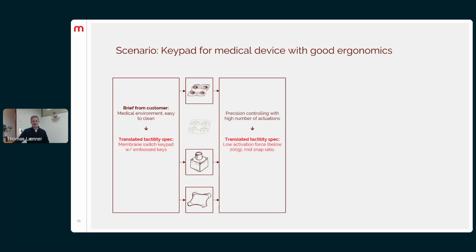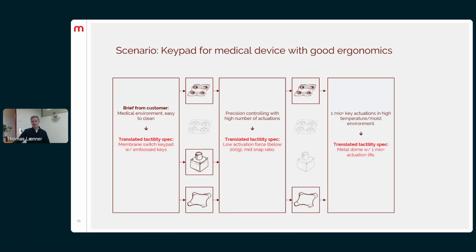Then the other requirement was that it was a precision controlling and they had a high number of actuations during daily operation. So we translated this into that we wanted low activation force, below 200 grams, and we wanted a mid snap ratio, just to be able to feel that it's activated, but not too high. So here we continue with the polydomes and the metal domes.